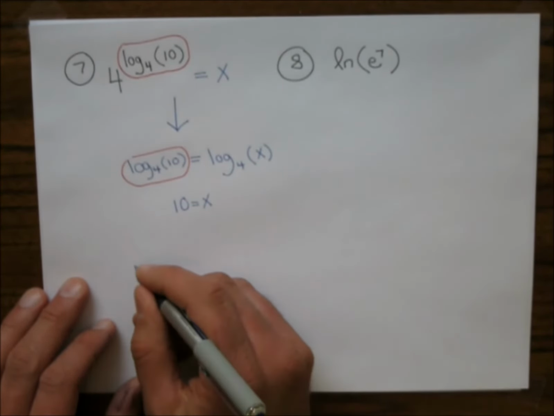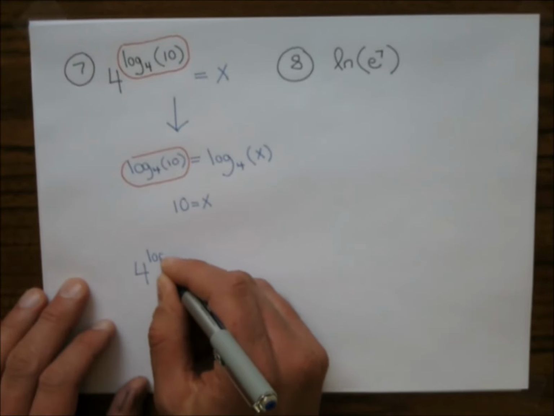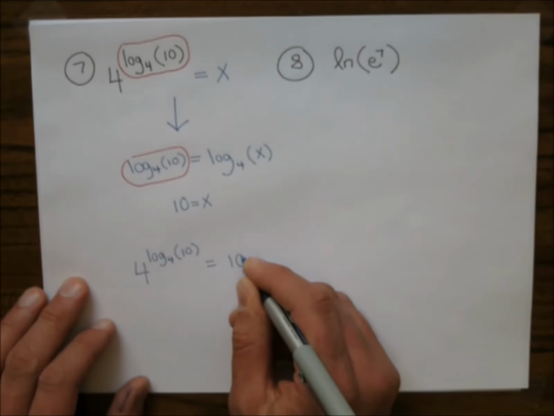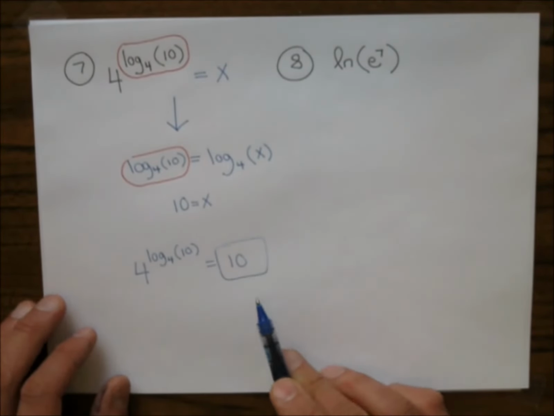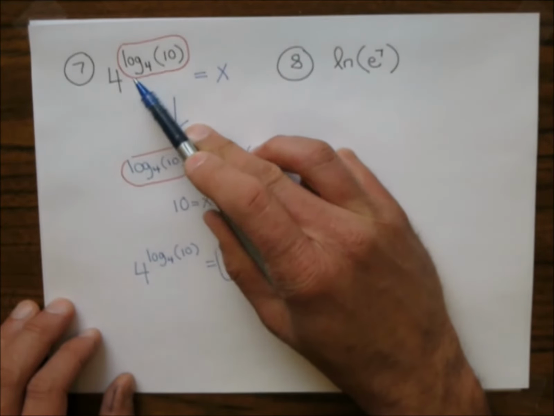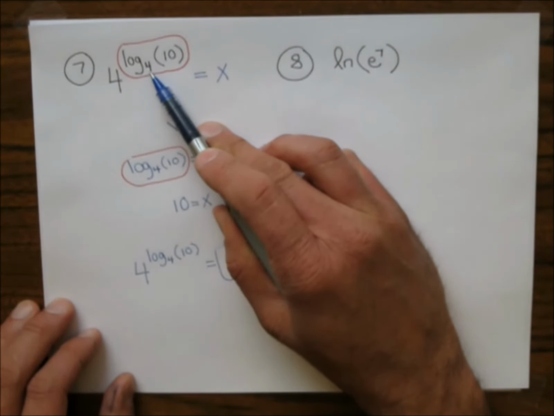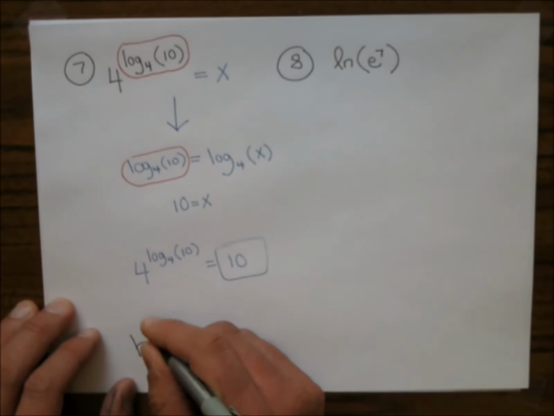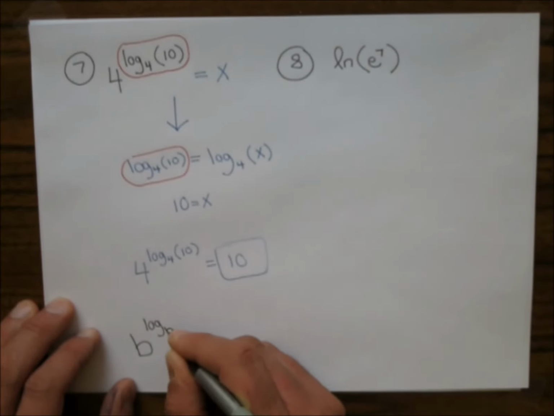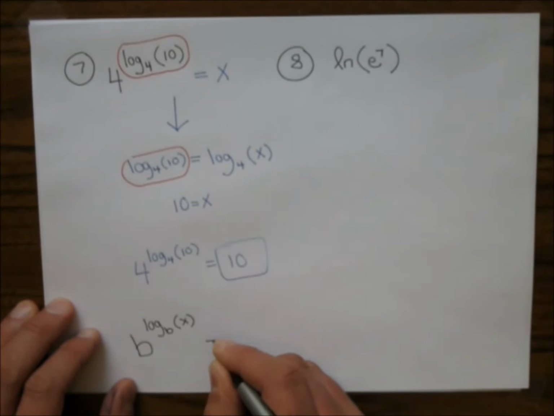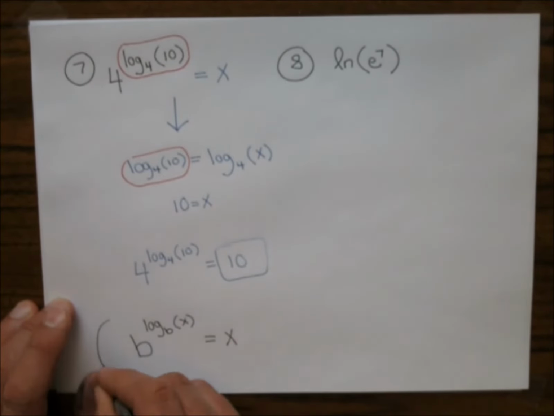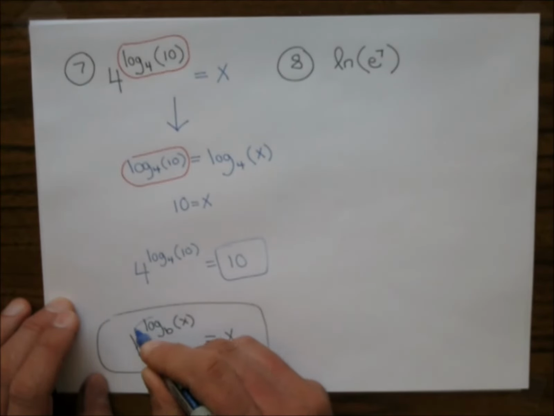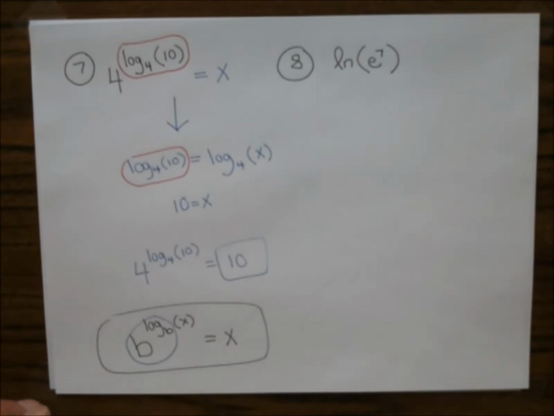And your answer then happens to be 10. And that happened because this base here and this base were the same. In fact, there is a property of logs that says b raised to the log base b of x equals x. This is the second popping property. Those guys go away, pop, and you just get x.